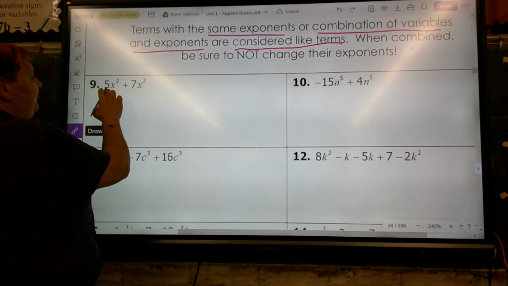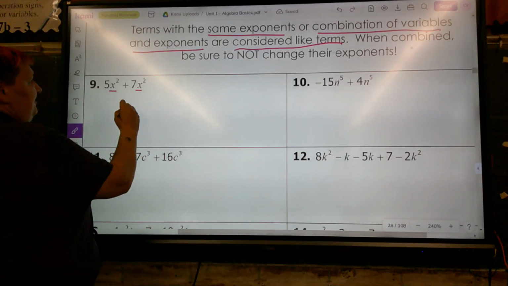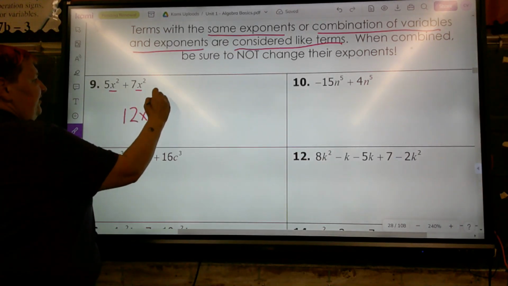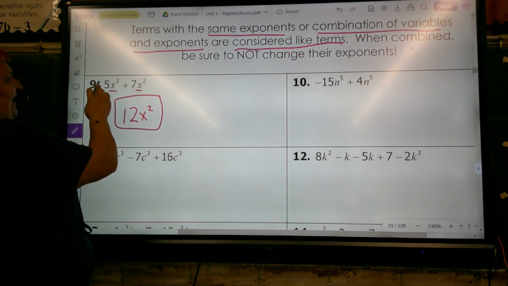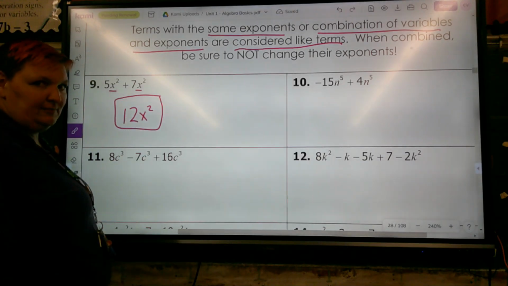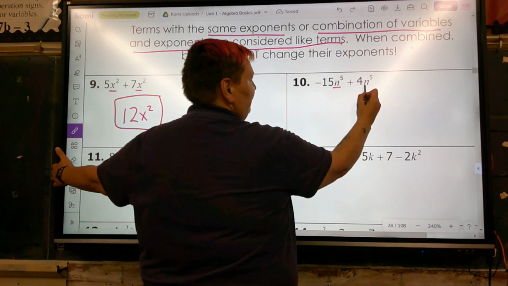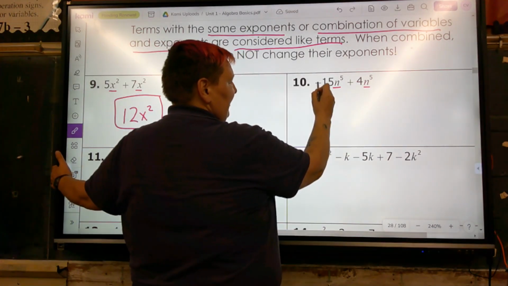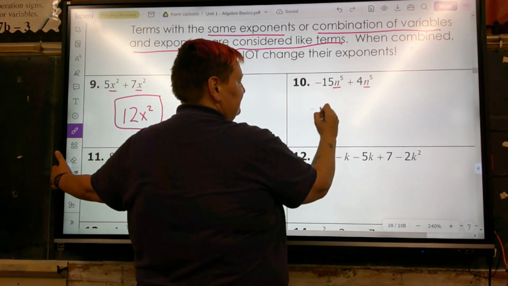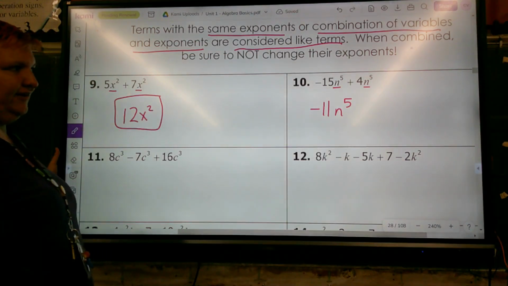All right, these are both x squared, so they can be combined. Your answer is 12x squared. Right? I added the coefficients and then I brought down the common variable. These are both n to the 5th power. So negative 15 plus 4 is negative 11, and then I just bring down the common variable.